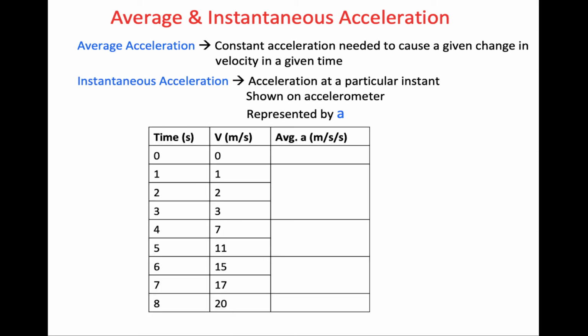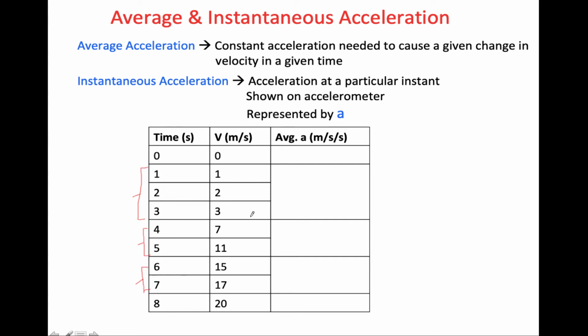This table is representing motion of an object that is moving at changing speed. So in the first column, time interval is given and these are the values of speed at these times. Let us calculate average acceleration over these marked intervals from 1 to 3 seconds, and then from 4 to 5 seconds, and between 6 to 7 seconds.